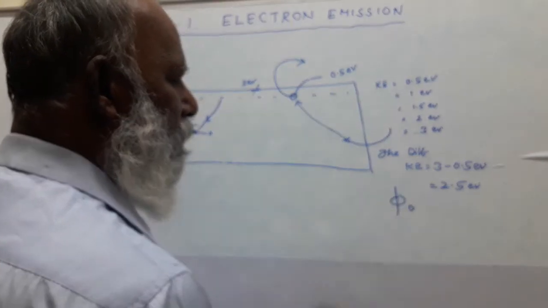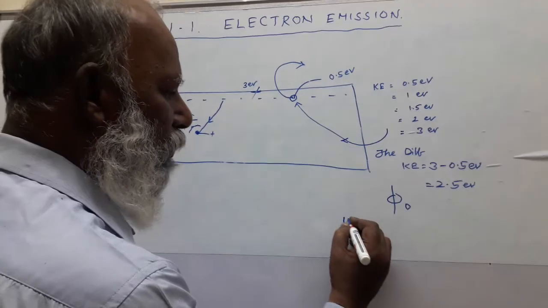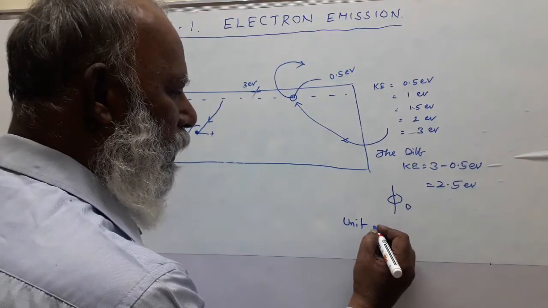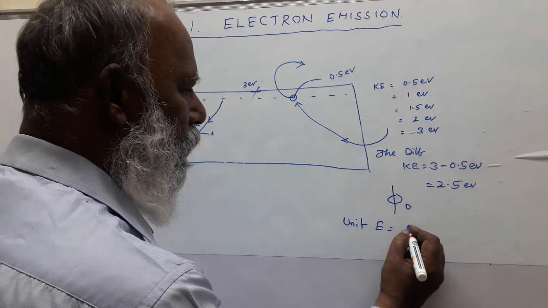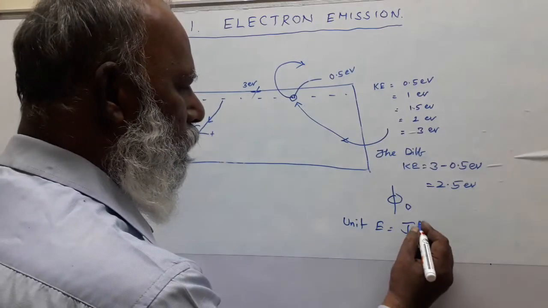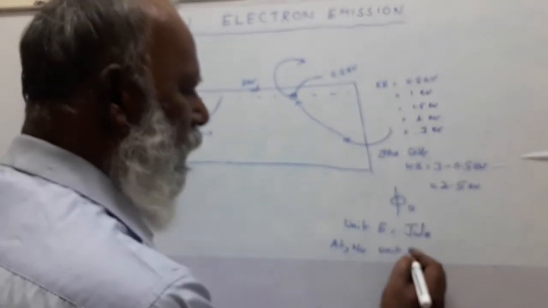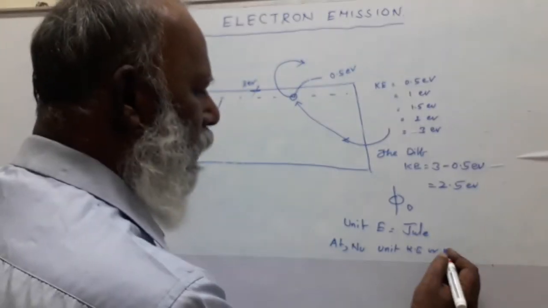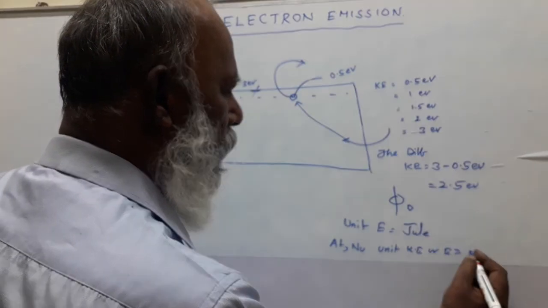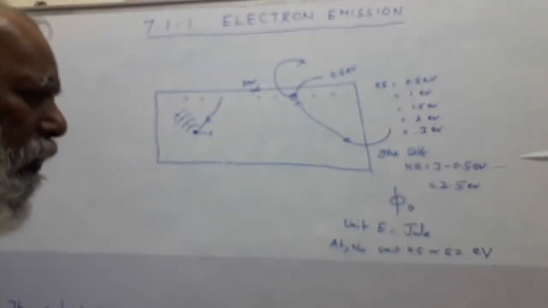And this is called the work function, and it is denoted by phi naught. In general, the unit for energy is joule. But in atomic physics as well as nuclear physics, the unit of kinetic energy or energy is calculated in electron volt.